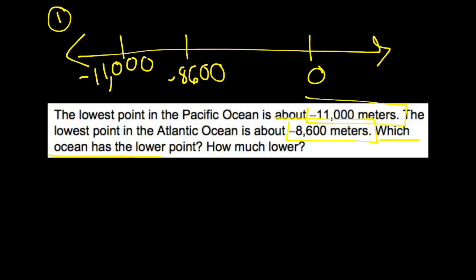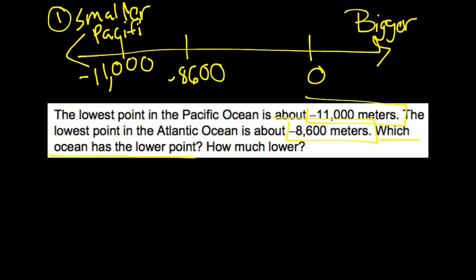Which ocean has the lower point? Lower meaning smaller. And when I think about smaller, on the number line, the further left it is, the smaller it is. The further right it is, the bigger it is. So which ocean has the lower point? Negative 11,000 was the Pacific, and negative 8,600 was the Atlantic. So the ocean with the lower point is the Pacific.